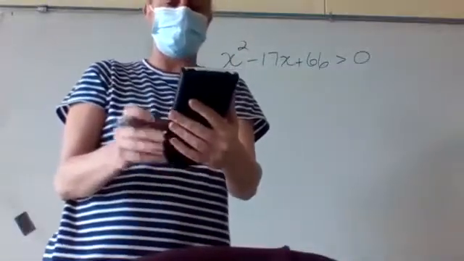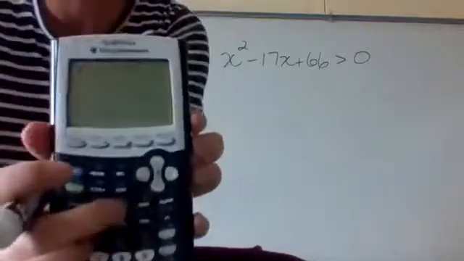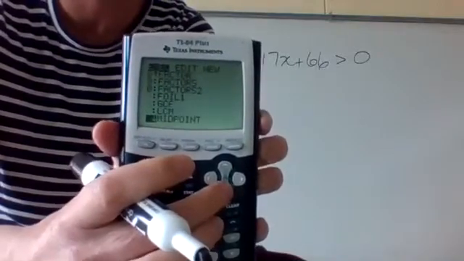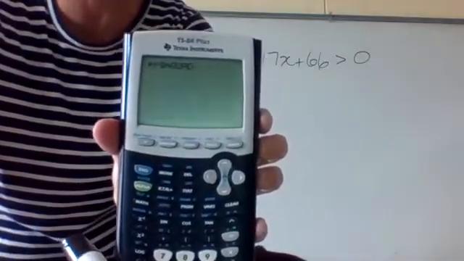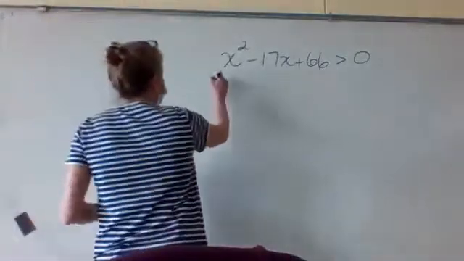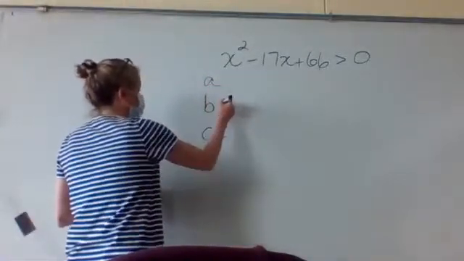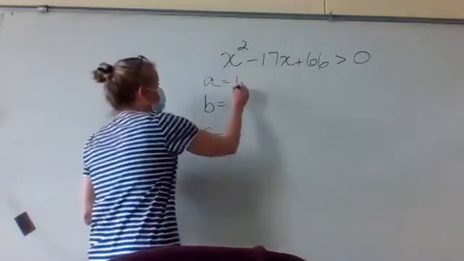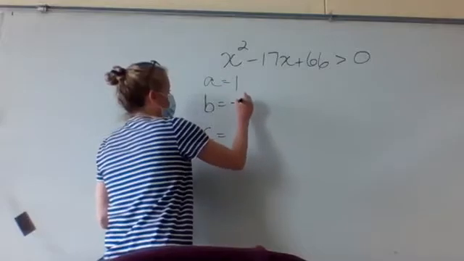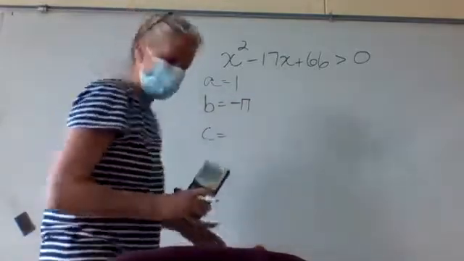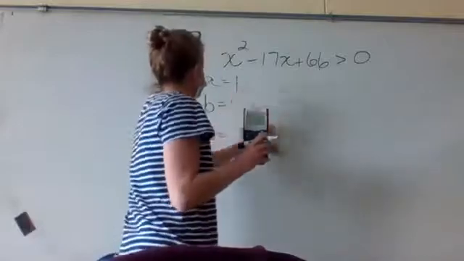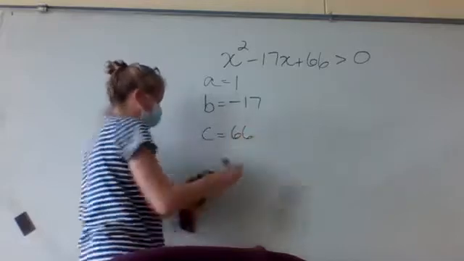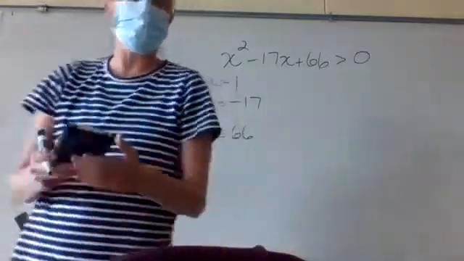So you'll just go to your quad program. Type in your A, B, and C. A is the number in front of x squared, so it'll just be 1. B is the number in front of x, so it'll be -17. And your C is your constant, so it'll be 66. So let's enter those in to get my solution.